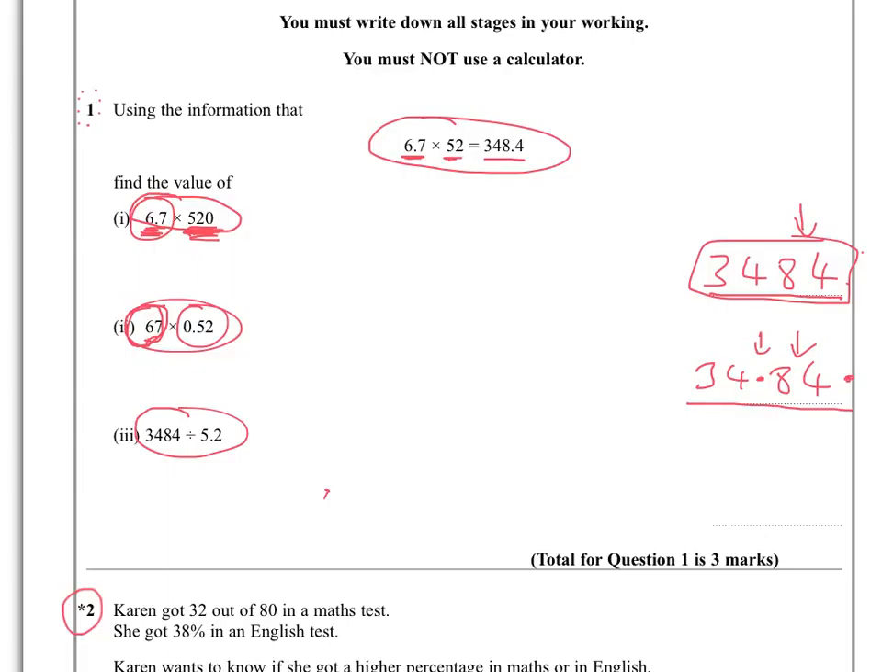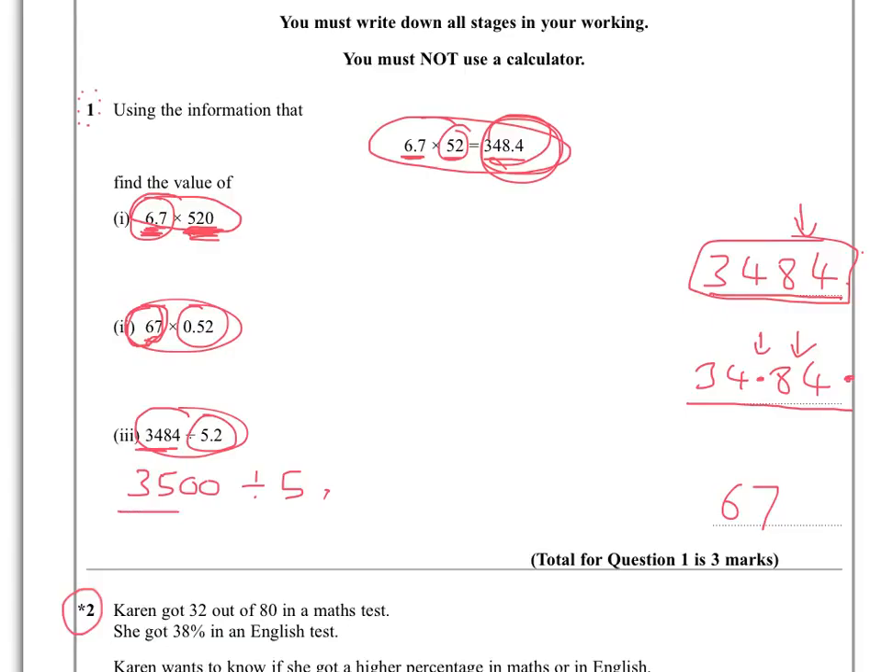The last part, 3,484 divided by 5.2. Well, again, let's do a little bit of rounding. Let's call that 3,500 divided by 5. Now, this is a division, but again, if you notice, 3,484 is in the question, and 5 and 2 are in the question. So the answer is going to have a 6 and a 7 in it. And we've just got to work out where the decimal point goes.